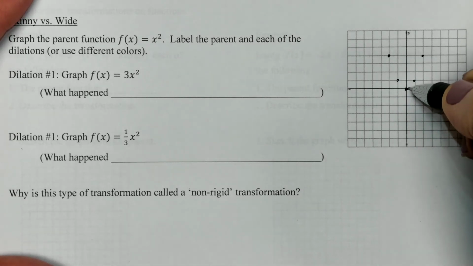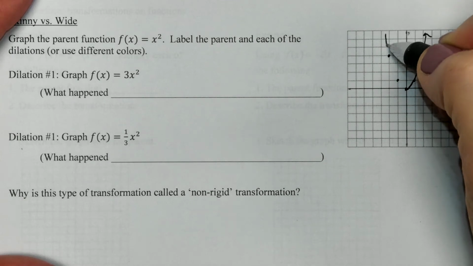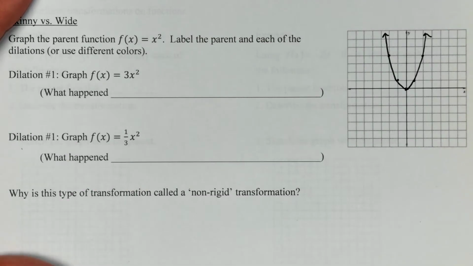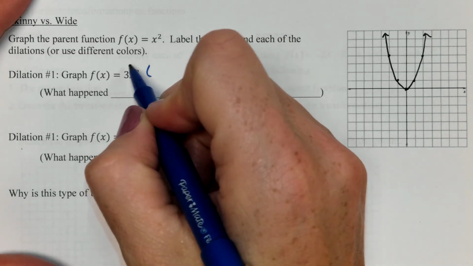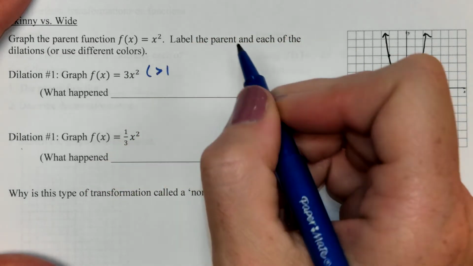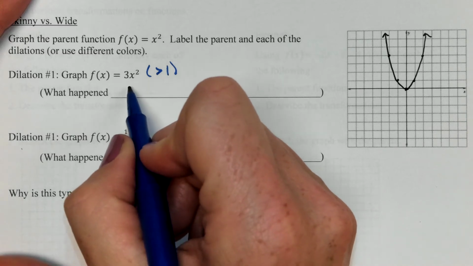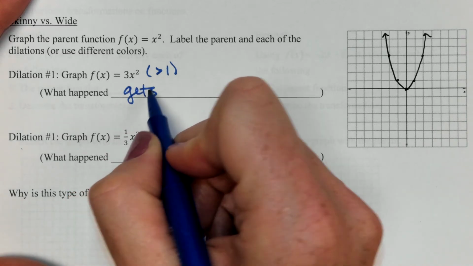And this is your basic parabola, your baby that you've been graphing for a long time. And now we're going to talk about what will happen if I put a large number in front of it. So like a 3 or a 5 or a 7. So any whole number, as long as that number in front is greater than a 1, then your graph will get skinnier.